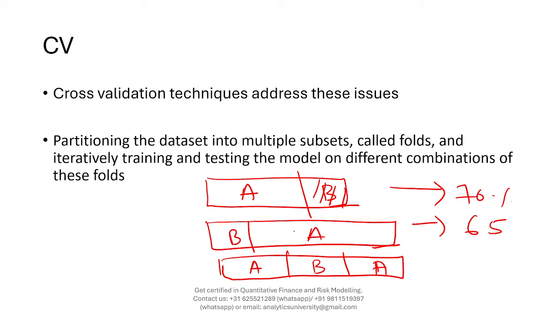Right, but it's the same sample. It's just that the section of the data that you use for testing is different. The third time it comes out to be 68%, right? And you take the average of it, right?